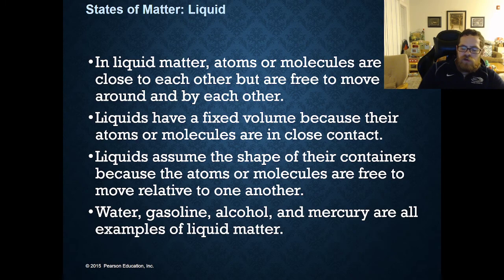So you can think of tons of examples of liquids, right? Water, gasoline, alcohol, mercury, coffee. You could probably go on and on coming up with more liquids. They do take the shape of their container, again, because they can move around freely. Gravity applies to them and just pushes them down into the shape of the container. That's something that solids don't do because they can't move freely.